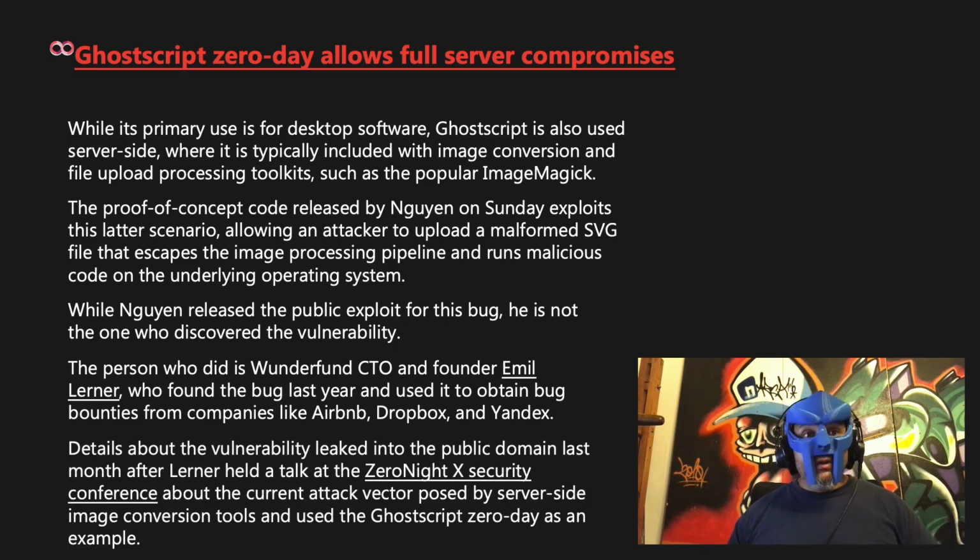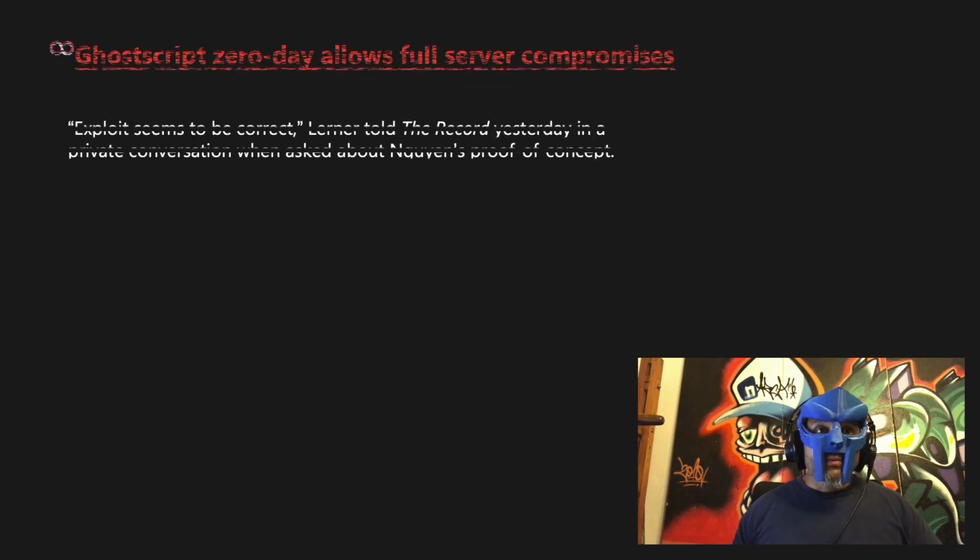Details about the vulnerability leaked into the public domain last month after Lerner held a talk at the ZeroNightX Security Conference about the current attack vector posed by server-side image conversion tools, and he used the Ghostscript 0-day as an example. He uploaded his PowerPoint, and within the PowerPoint is the information about this 0-day, and then Nguyen took that and made a proof of concept.